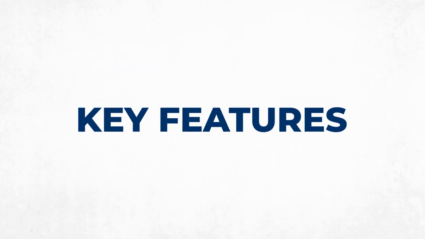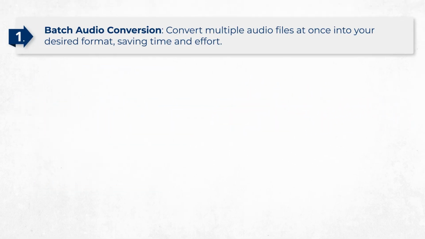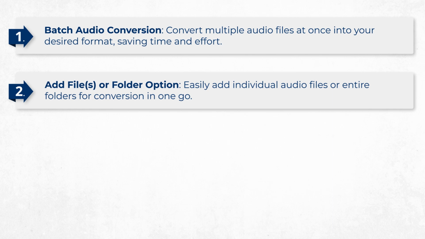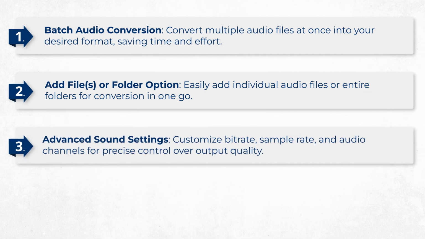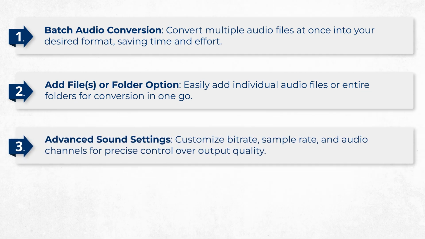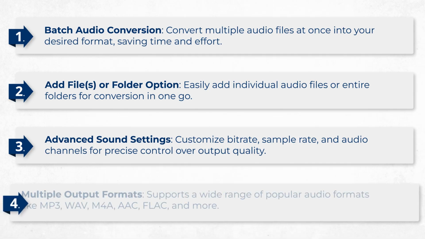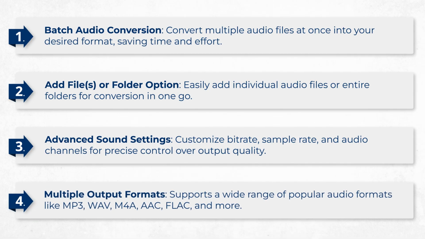Key features of the software. Batch audio conversion. Convert multiple audio files at once into your desired format, saving time and effort. Add files or folder option. Easily add individual audio files or entire folders for conversion in one go. Advanced sound settings. Customize bitrate, sample rate, and audio channels for precise control over output quality. Multiple output formats. Supports a wide range of popular audio formats like MP3, WAV, M4A, AAC, FLAC, and more.